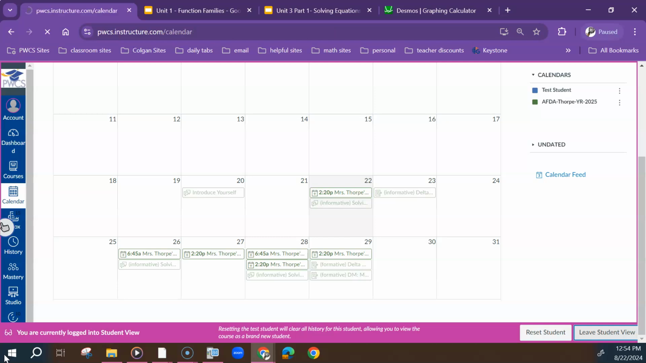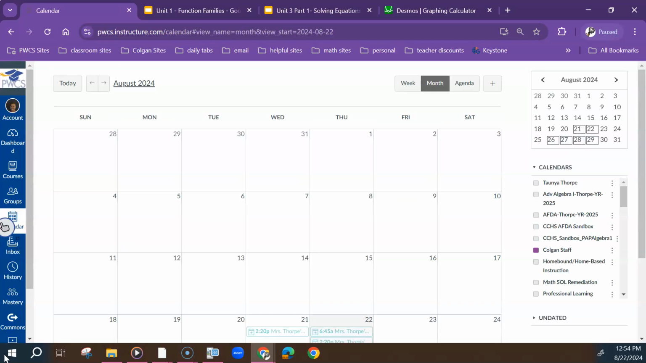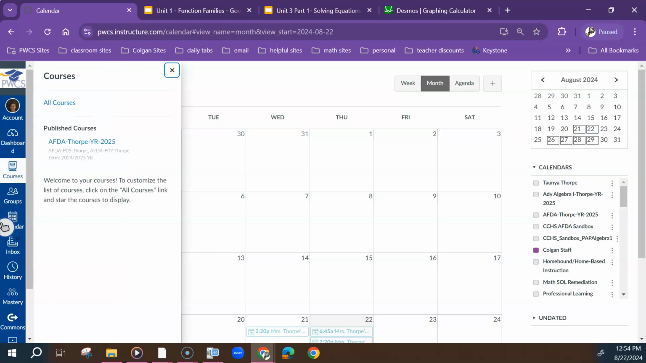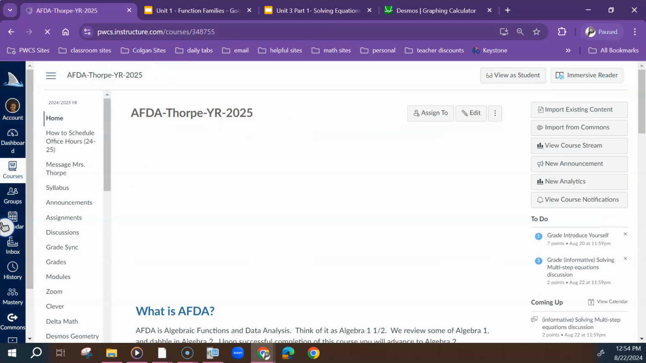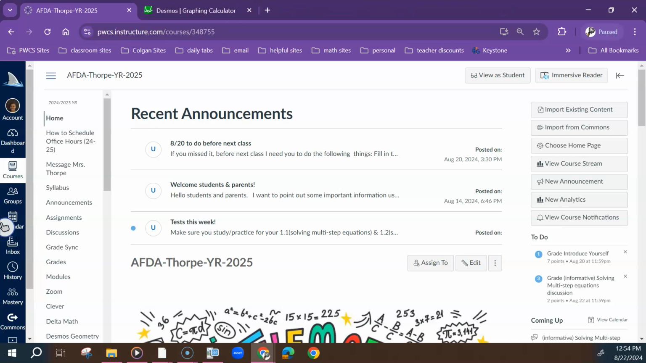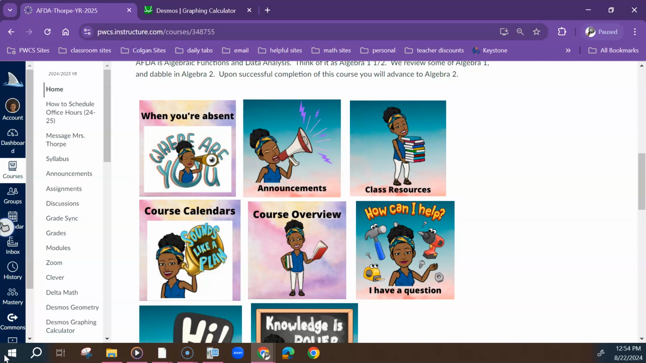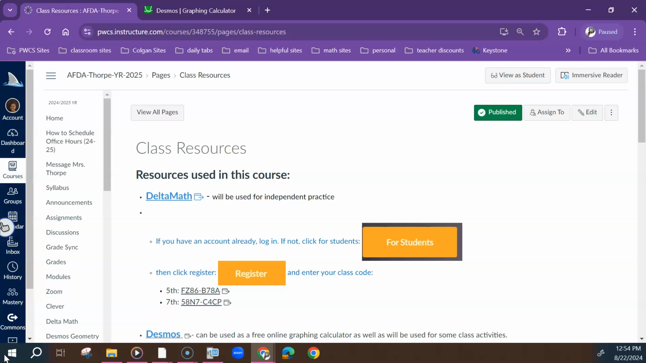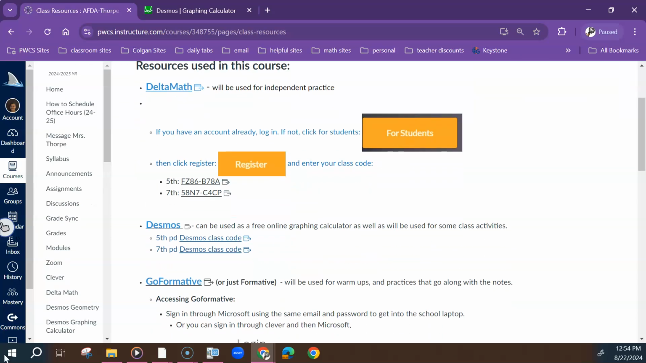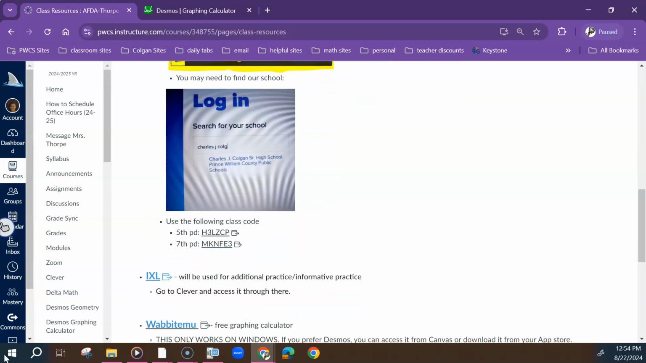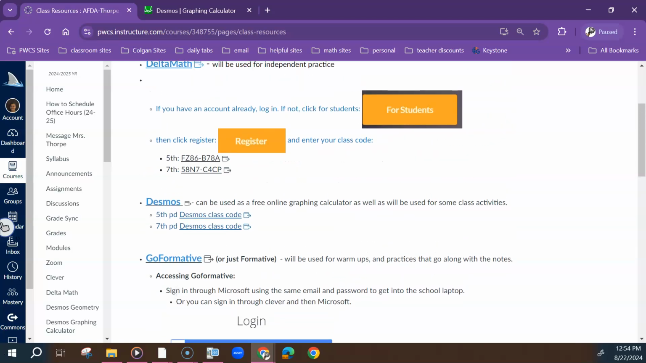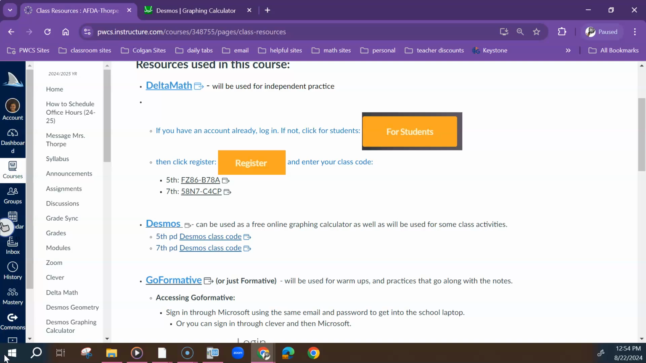So what you all are going to do is go into the course, go into the homepage, and go into the class resources. You're going to click all of the 7th period links and register for those codes. You don't really have to do the Go Formative. That's fine. You really just need to do the Delta Math and then do the Desmos because we'll do some activities on that too. So Desmos and Delta Math, do that, and then we'll come back.